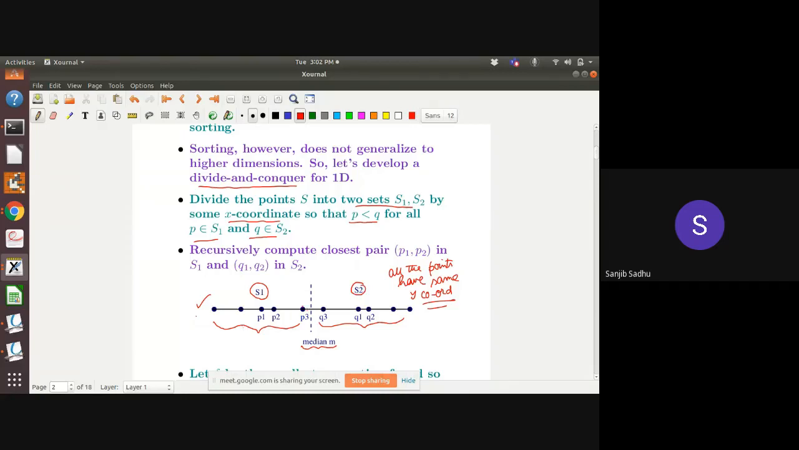Now, among these numbers, there will be a closest pair, 2 closest points. Say P1, P2. Clear? These 2 are closest. Similarly, here Q1, Q2 is the closest. So I have computed recursively the closest pair in the partition S1, and similarly in the partition S2. Now, which can be the closest? If I merge the solutions, I shall compute the minimum distance between P1 P2 and Q1 Q2.